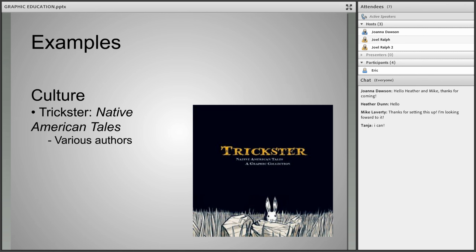Teaching about culture. So the thing is right now about Aboriginal culture, there's not a lot of graphic novels out there that teach culture and history related to Aboriginal people. This is one that I found that I'm looking forward to reading, but it goes over some Native American tales in comic book format.